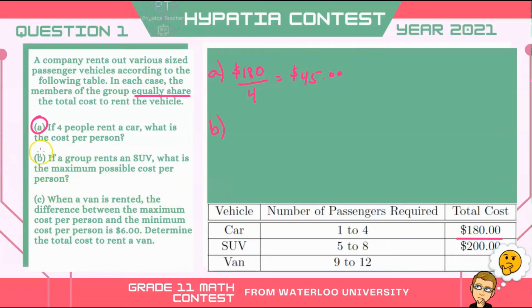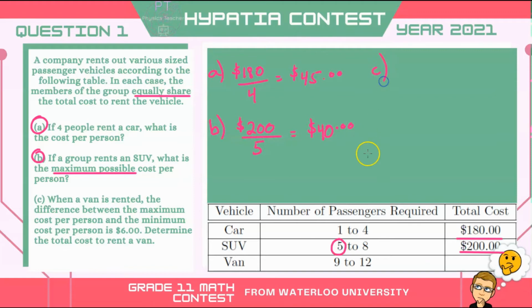Part B says, if a group rents an SUV, what is the maximum possible cost per person? Since the cost is shared equally among the passengers, if we have a smaller number of passengers, each passenger would have to cover more of the cost. So to determine the maximum possible cost per person, we have to look at it from the point of view of having the minimum number of passengers, which is 5. We'll take the cost, which is $200, and divide that by 5 passengers, which gives us $40.